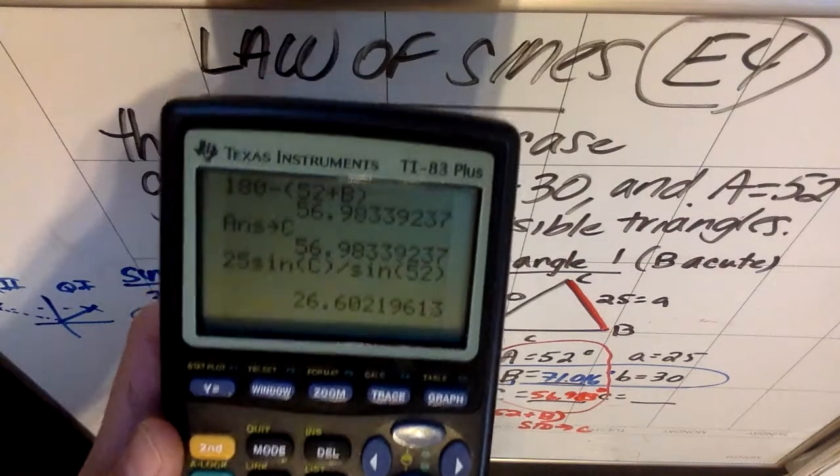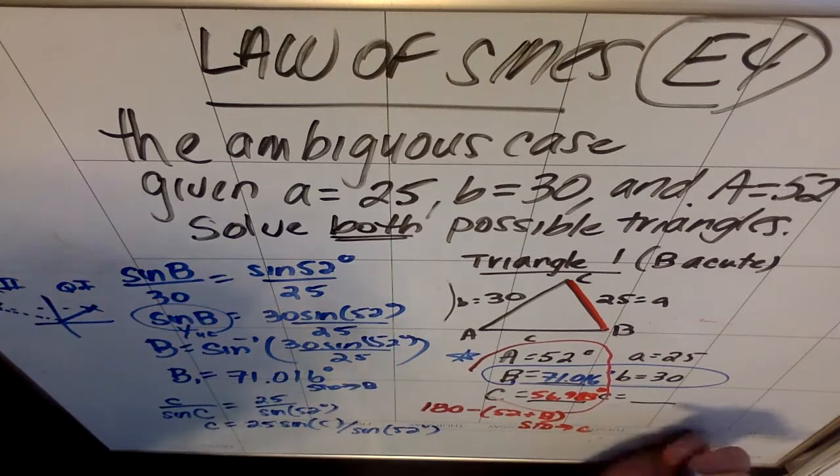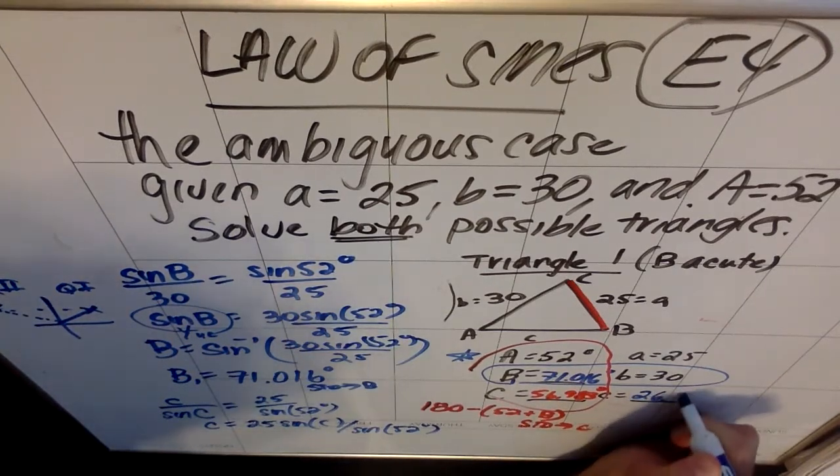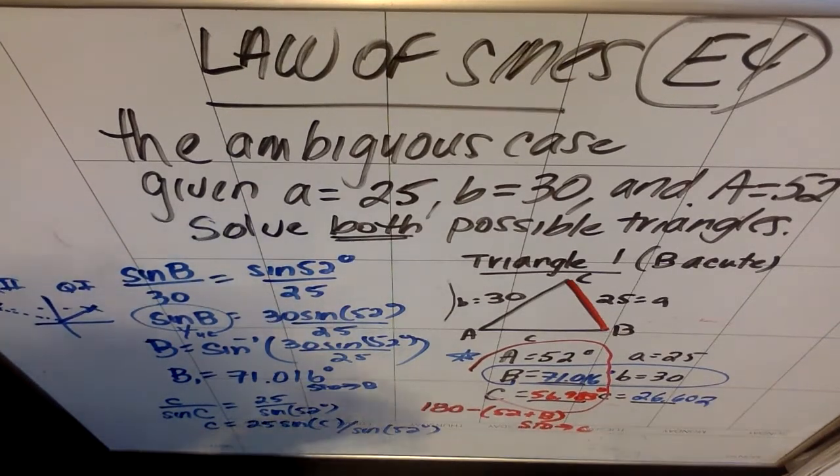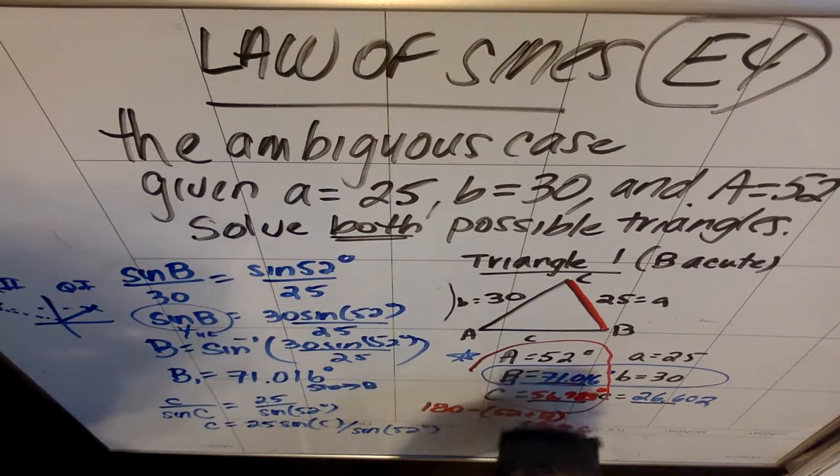And there's my c. So I get that my c is 26.602, right? We always go to 3 places. So that's triangle number 1, right? Totally good, totally fine, all good. So now those are my values for triangle 1. Let's go ahead and erase them, all right? And we're going to go ahead and find my stuff for triangle 2.